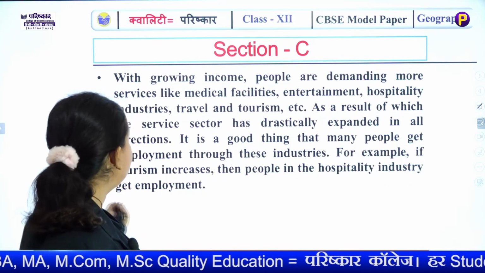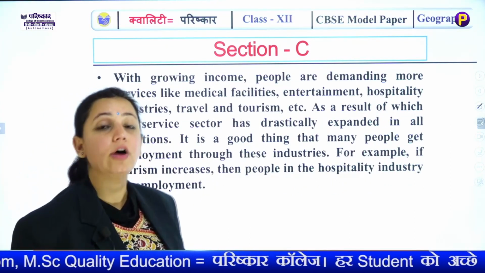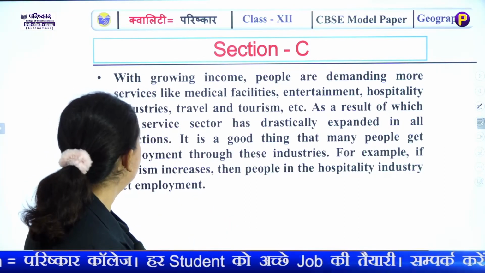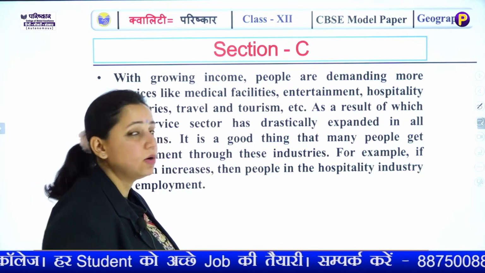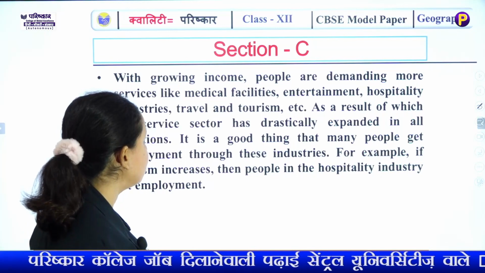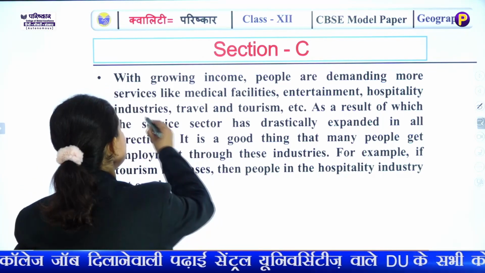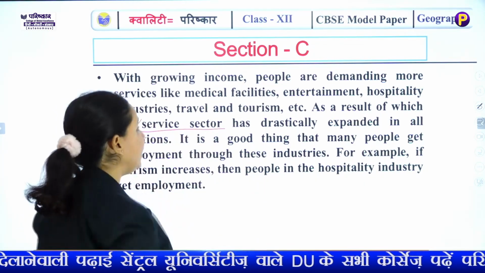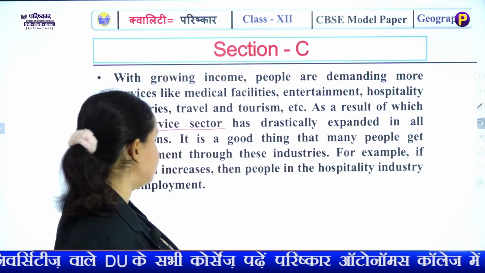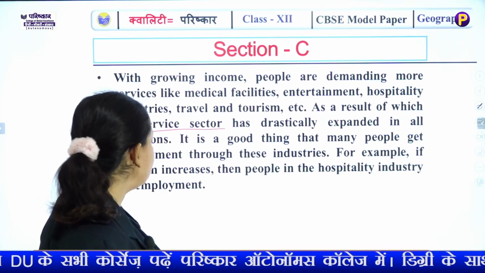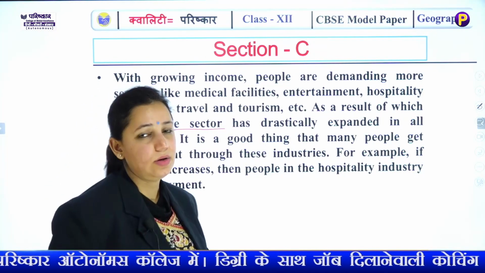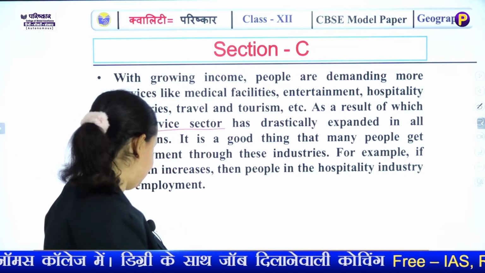With growing income, people are demanding more services, and with the growing of the economy itself, the service sector is increasing. Medical facility, entertainment, the hospitality sector, you can see the tourism sector, travel and tourism. Because of this, the service sector has changed drastically and it is attracting more and more people from all corners of society. If tourism increases, for example, then people in the hospitality industries are getting employed.